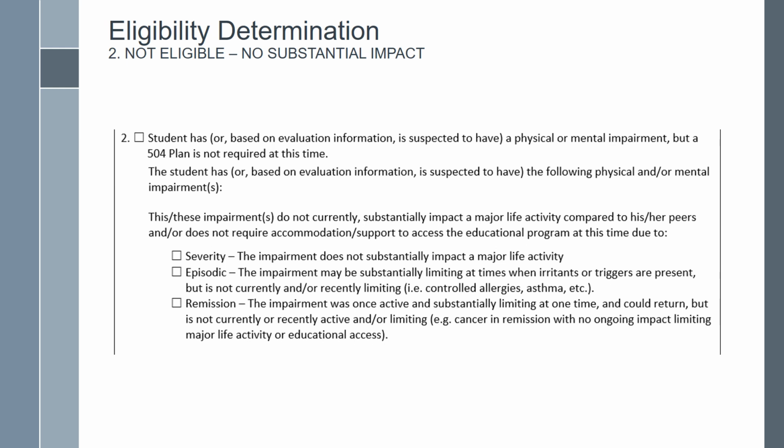Section 2 is used when the team agrees a student has an impairment but does not meet the other criteria necessary for eligibility. The 504 coordinator would record the impairment on the form, then check the box next to the reason the student does not meet eligibility. Remember, per the note in Section 1, mitigating measures should not be part of the consideration as to whether the student's impairment substantially limits a major life activity. The team must consider the impact should the mitigating measure not be available.